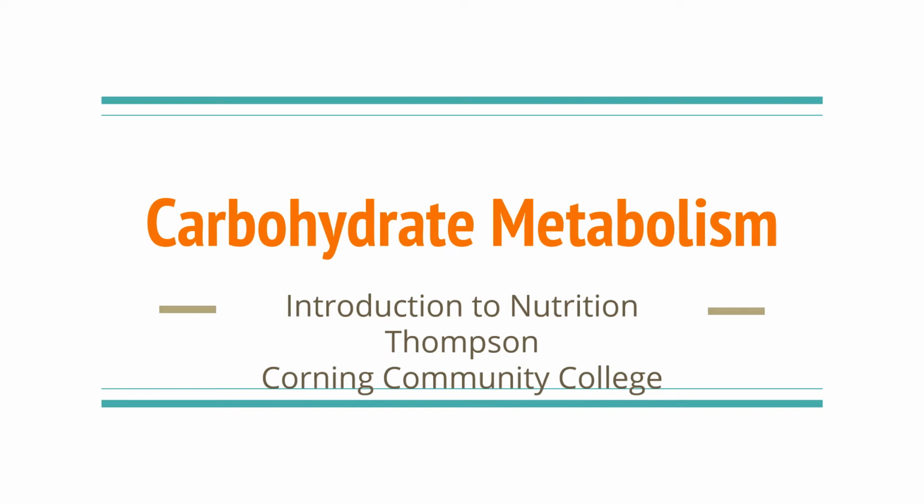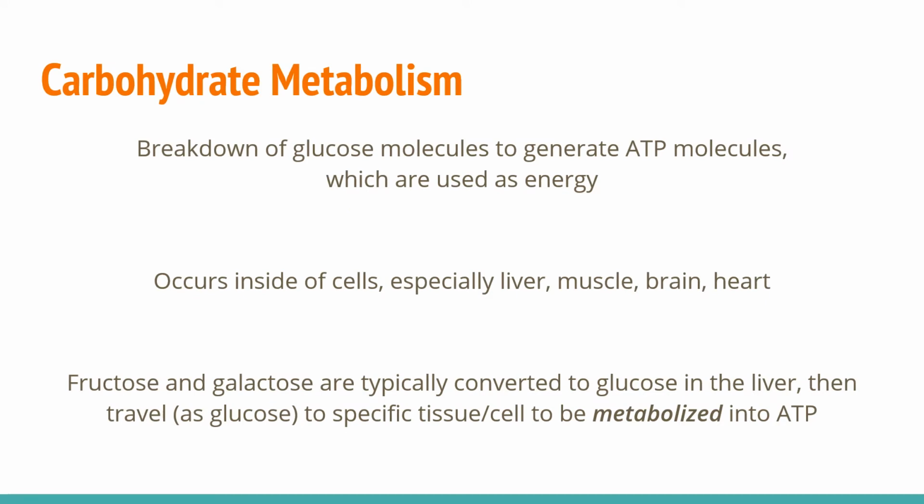All right, now we'll look specifically at carbohydrate metabolism. So carbohydrate metabolism, again, is basically breaking down carbohydrates all the way to glucose and then breaking down glucose to generate ATP molecules, which are then used by the body for energy. Carbohydrate metabolism occurs inside of the cell, primarily at the site of the liver, muscle, brain, and heart.